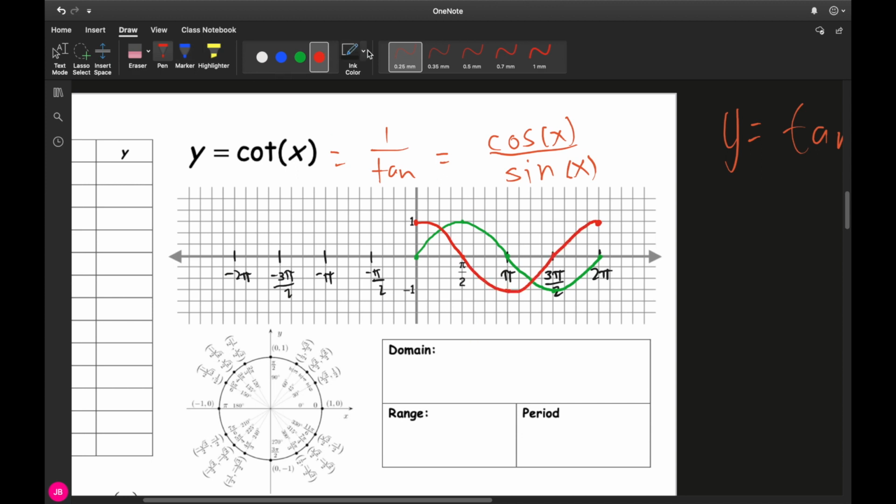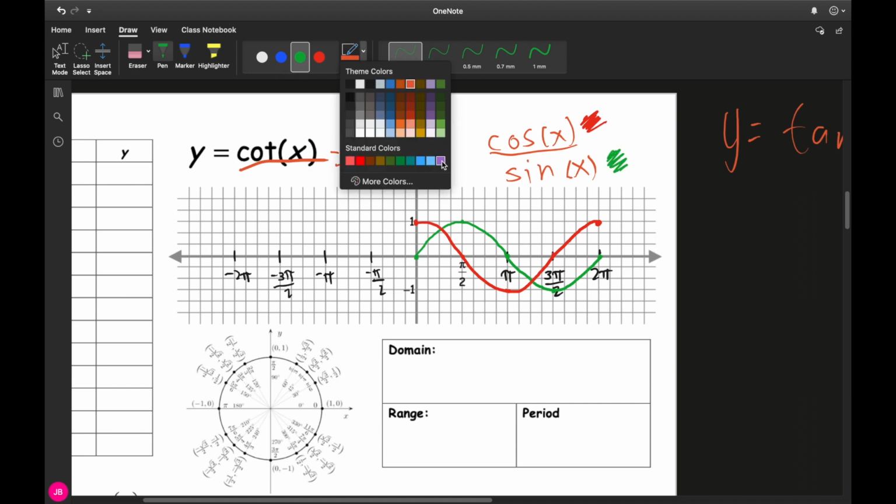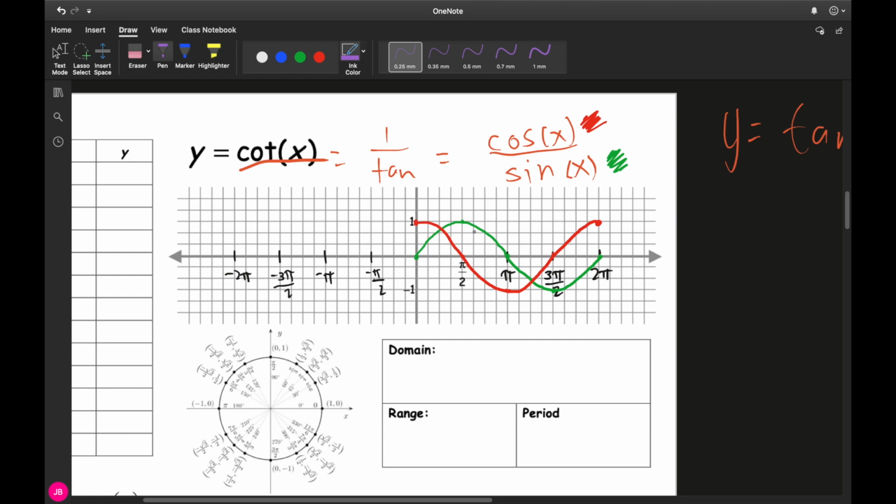Okay, and doing exactly what we did with tangent before, we're going to go ahead and graph cotangent. So let's label this. Cosine is red, sine will be green, and let's use a different color, purple, for cotangent.